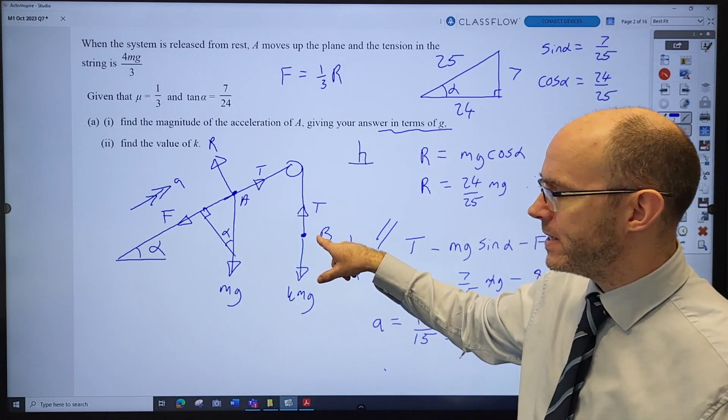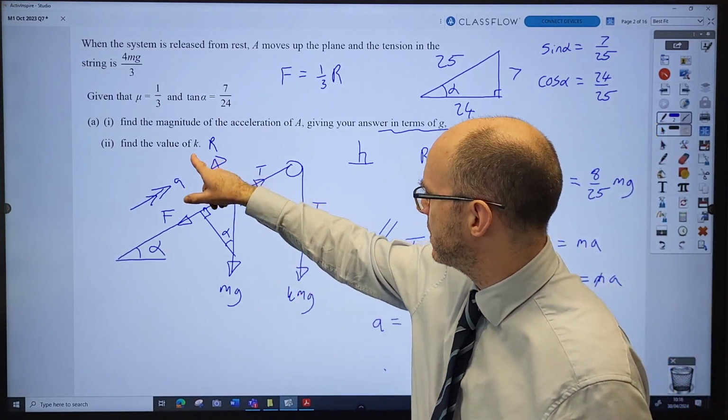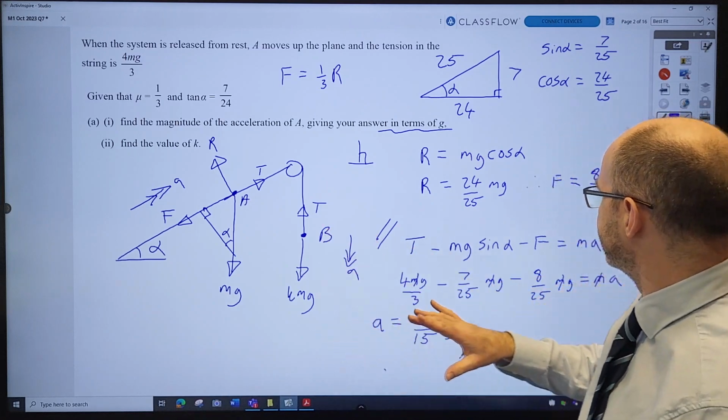I've not done anything for B yet, and so to work out this bit, I'm going to use an equation of motion for particle B.